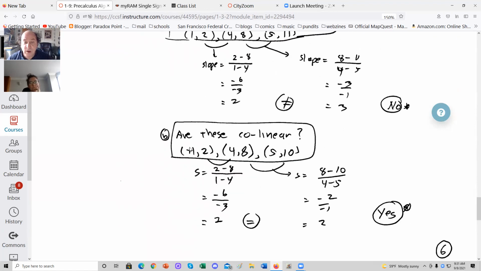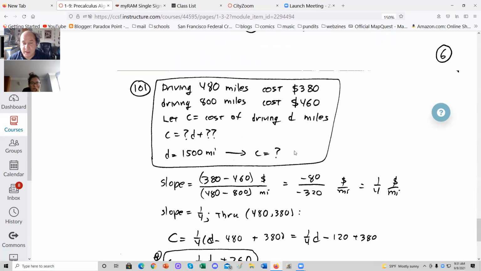Are these collinear? 1 by 2, 4 by 8, and 5 by 10. Well, this slope is 2 minus 8 over 1 minus 4, which works out to 2. This slope is 8 minus 10 over 4 minus 5, also works out to 2. So these are equal slopes, and therefore these 3 points are on the same line.